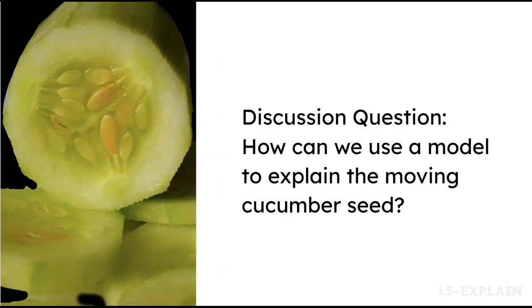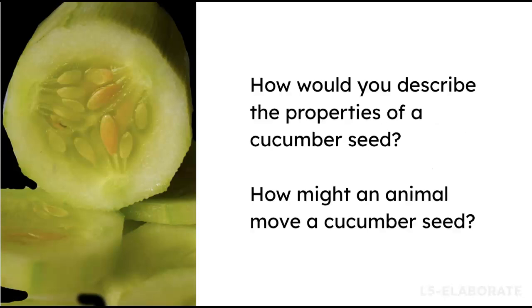For the Explain portion, you'll invite students to gather in a circle to share their seed dispersal models. You'll use the provided questions to guide your discussion around the question, how can we use a model to explain the moving cucumber seed? The goal for this class discussion is for teams to share their seed dispersal models.